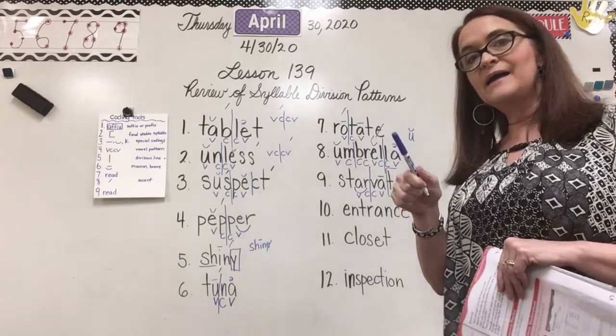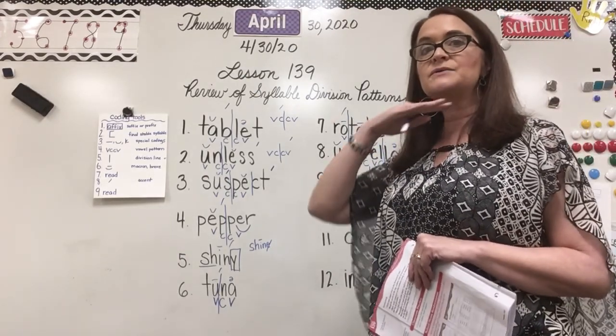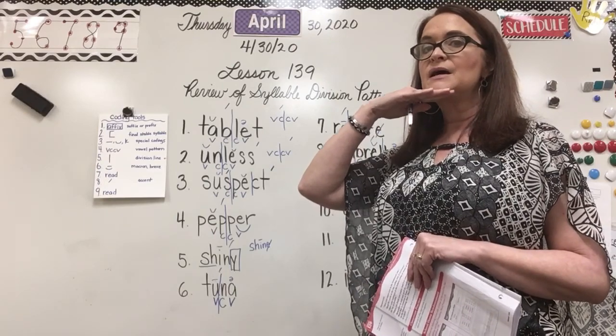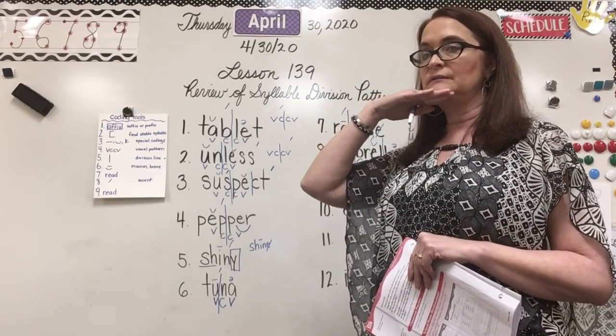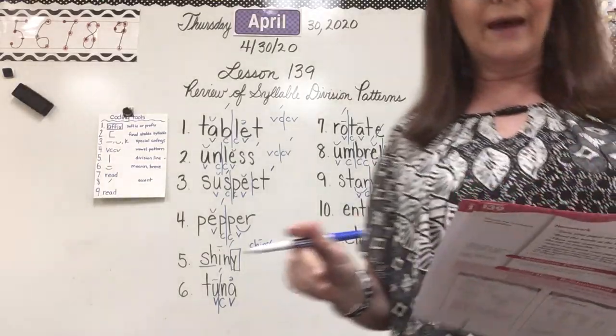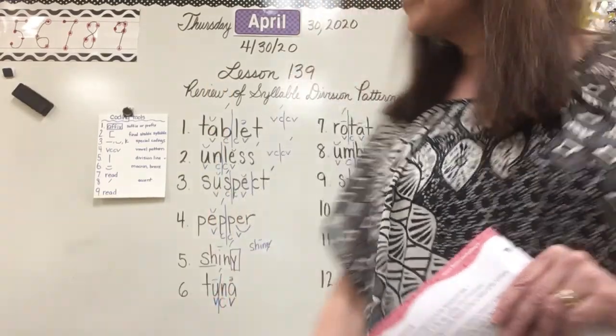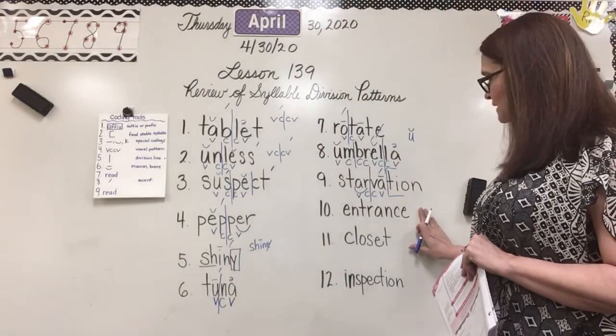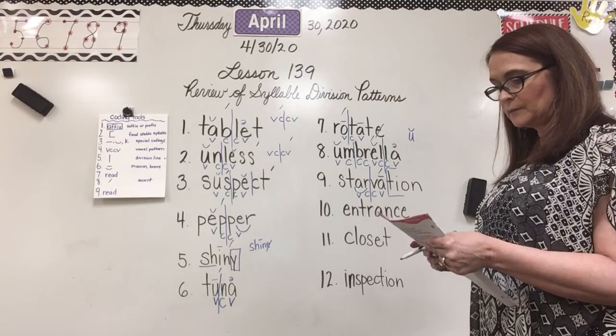So I'm going to say it. You tell me where my accent goes. Starvation. Starvation. Nice job. That second syllable. Good work, Maddie Jane. All right, number 13, Olivia. You are going to actually do entrance, which is number 10 on the board.